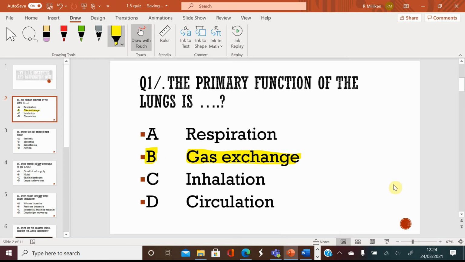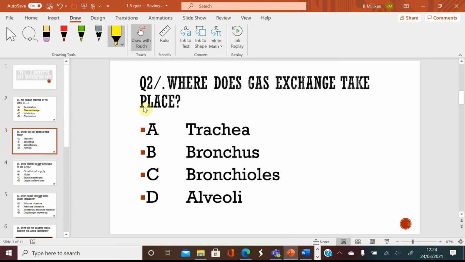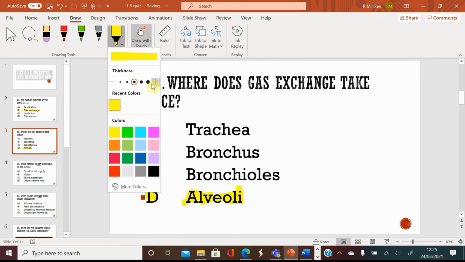All right. Next one. Where does gas exchange take place? Well, trachea is the pipe bringing air in and out, from the throat and mouth and nose. Bronchus is then the first branch off the trachea. Bronchioles are the next branches off it, so they get smaller and smaller, but the gases do not exchange until they get to the alveoli. So the answer then is D, right?